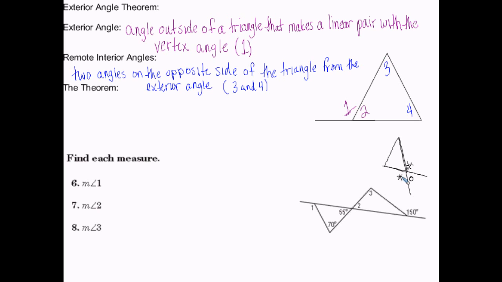So that angle 1 in this picture is your exterior angle. Your remote interior angles are on the other side of the triangle. Remote is far away. If you talk about remote locations, they're far away from here. So the remote interior angles are inside the triangle and they're the furthest away. So they're on the other side. So that would be angles 3 and 4, because they're far away from angle 1. Okay?